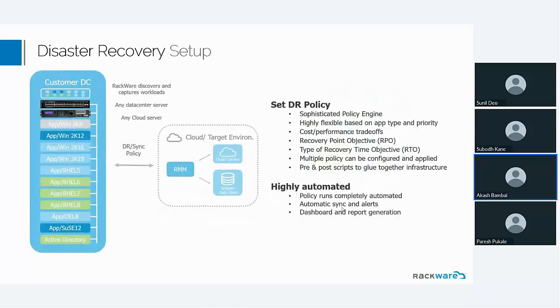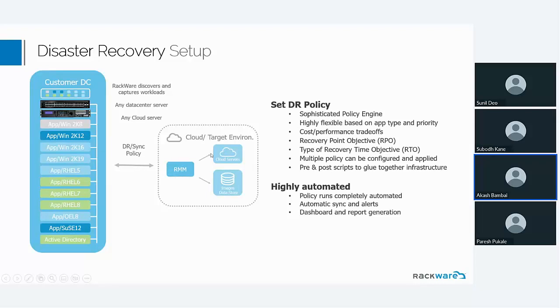Moving to the disaster recovery use case, it's very easy for you to move from the migration to the DR use case from the graphical user interface of the RMM. For configuring DR, you just need to set up a DR policy from the UI. We have a very sophisticated policy engine which allows you to configure the periodicity of the delta syncs that are to be performed from the source to the image and image to the target.